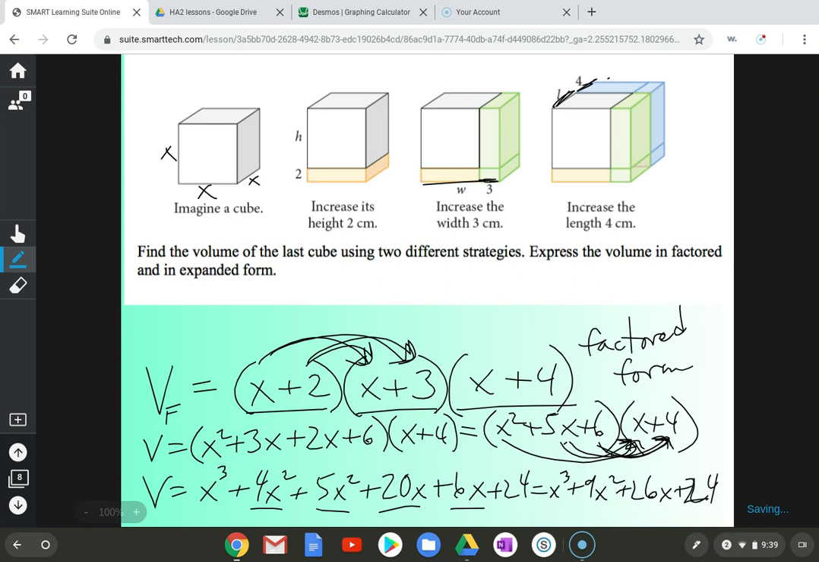Sorry, that doesn't look like a 2. And this type of format here would be called expanded form. When you multiply everything out, you end up with what's called expanded form. Factored form is a product of factors. Expanded form means everything's been distributed out and you just have what we would look at as like a traditional general form for a polynomial.